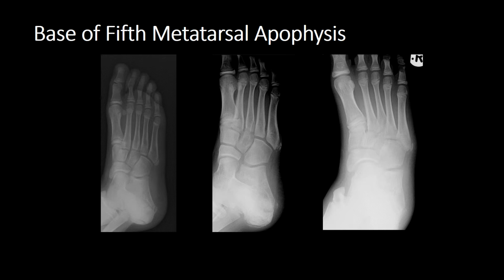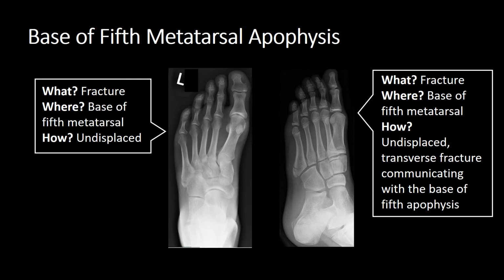Let's look at this in comparison with some fractures now. Here we have two examples of base of fifth fractures. On the left, we have an adult skeleton. We can clearly see that the fifth metatarsal fracture runs horizontally. On the right, we have an immature skeleton, so we can identify that the base of fifth apophysis runs vertically.